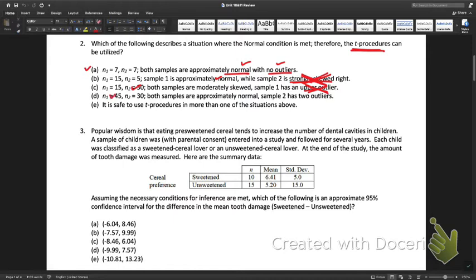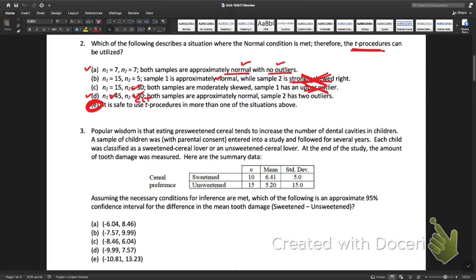N1 is 45, so that means our central limit theorem works. N2 is 30, also our central limit theorem works. Because both of those sample sizes are greater than or equal to 30, then none of this other stuff really matters. The fact that sample 2 has 2 outliers doesn't matter because the central limit theorem takes care of this one. So this one's okay as well. Therefore, it is safe to use T procedures in more than one of these situations.